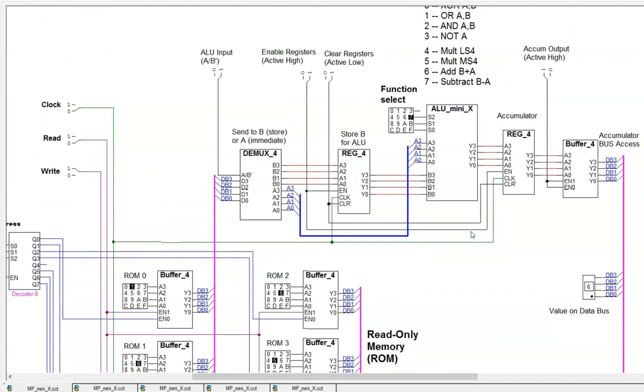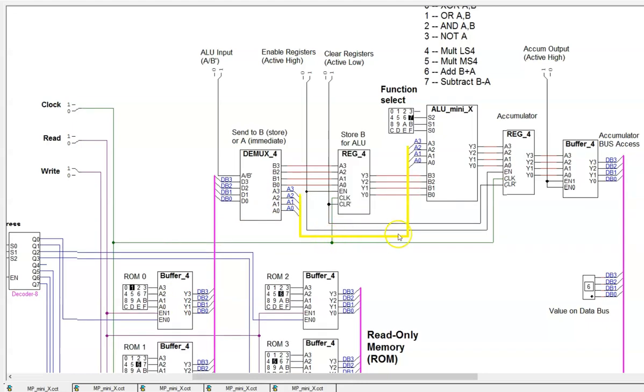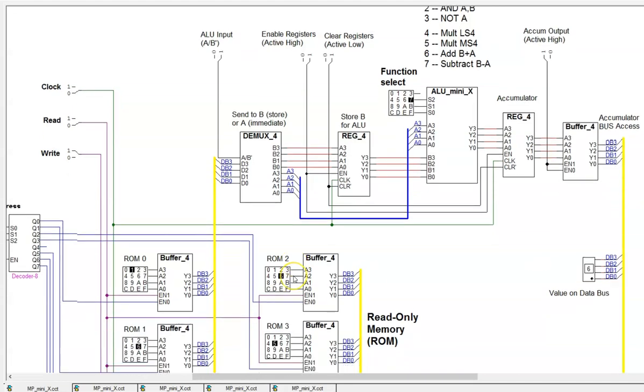During period one, the B data is read from memory and stored into the working register. During period two, the A data is read from memory, the ALU performs its operation, and the result is stored in the accumulator. During period three, the accumulator data is passed on to the bus and then written into memory.